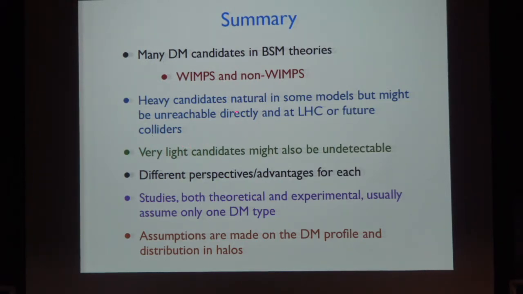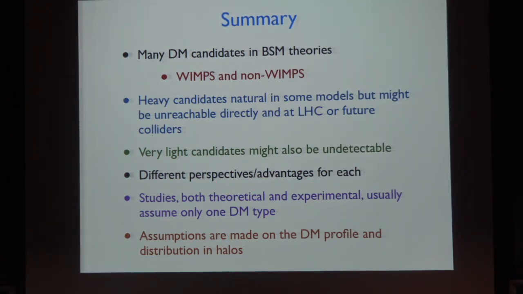Heavy candidates are natural in some models, but might be unreachable, so we have to look for indirect signatures, direct detection, and so on, yes? Very light candidates might also be unreachable, yeah? So we have to go again for indirect ways of looking for them. So there are different perspectives and advantages.